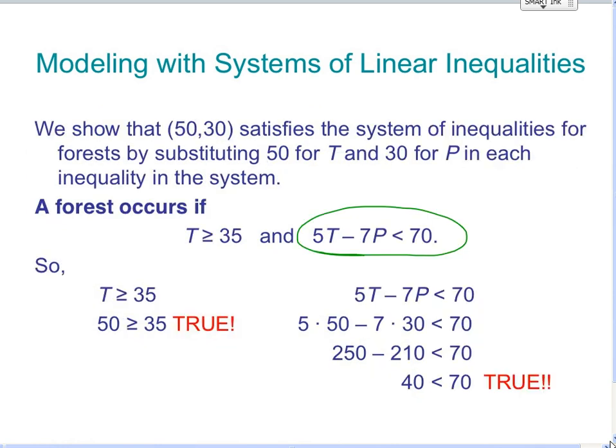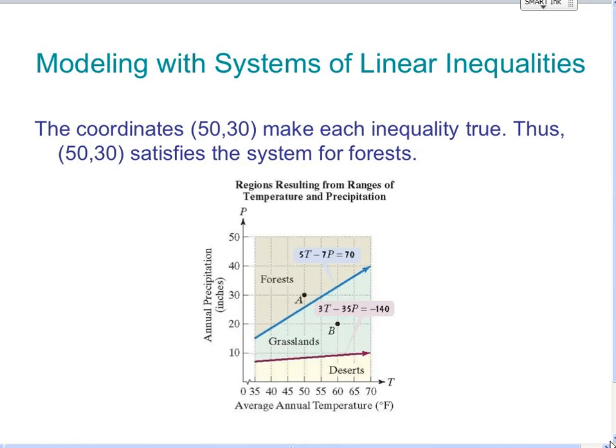So we're going to take 50 for T and 30 for P and substitute it in and see if that works as well. So multiply 5 times 50, we get 250. 7 times 30, we get 210. Subtract, we get 40. And is 40 less than 70? Yes, it is. Since it works for both of them, we say that it satisfies the system for forest.